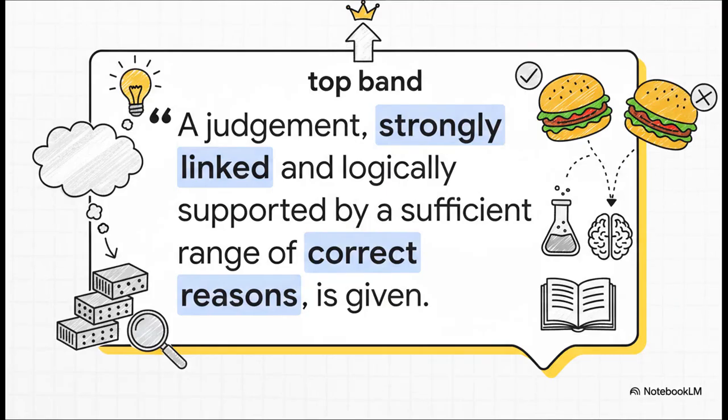And this right here, this is the secret formula for getting 5 or 6 marks. Let's break it down. A judgment means you have to make a decision and state it clearly. For example, overall, the meat-free burger is a healthier choice. Then, strongly linked and logically supported means you have to back it up with evidence. This is because it has less fat, reducing obesity risk, and 0 cholesterol, which is better for heart health. You're making a claim, and then you're proving it.